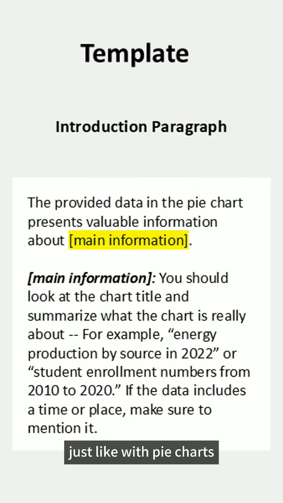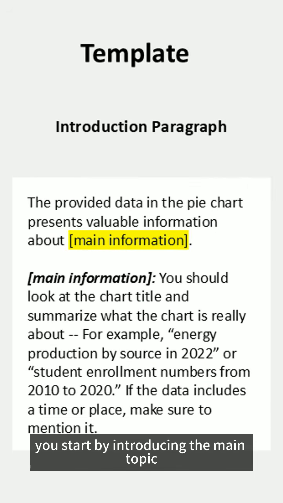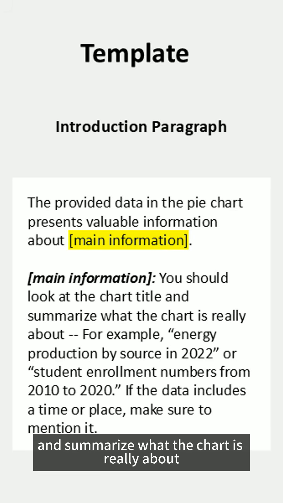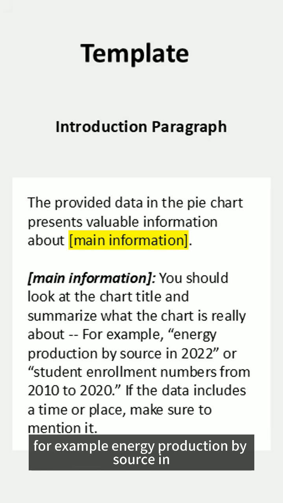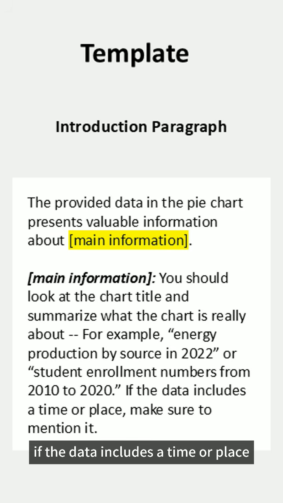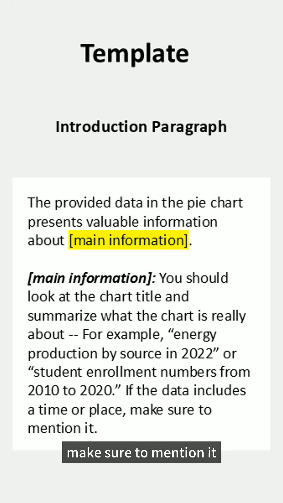Just like with pie charts, you start by introducing the main topic, main information. You should look at the chart title and summarize what the chart is really about. For example, energy production by source in 2022 or student enrollment numbers from 2010 to 2020. If the data includes a time or place, make sure to mention it.